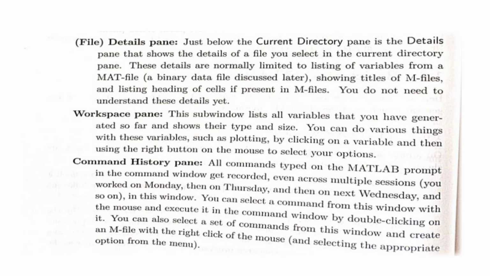Workspace pane. This sub-window lists all variables that you have generated so far and shows their type and size. You can do various things with these variables, such as plotting, by clicking on a variable and then using the right button on the mouse to select your options.